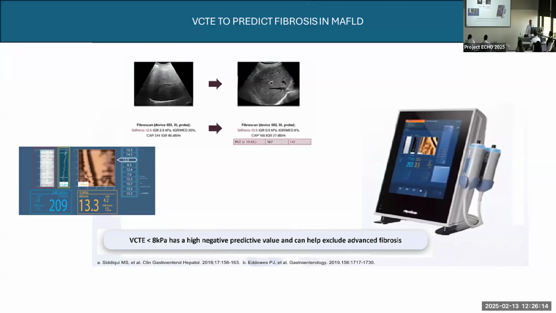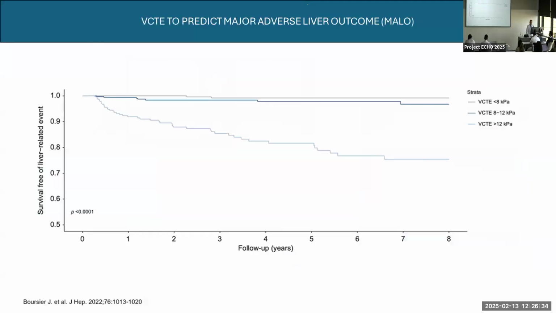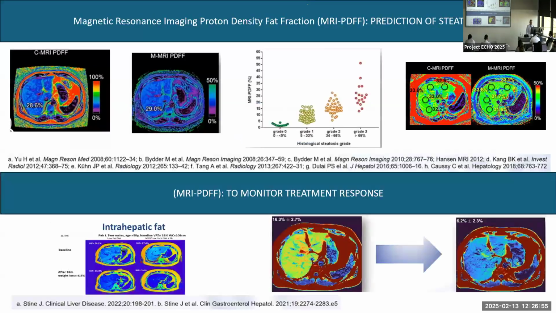This has a very high negative predictive value if it is lower than 8, meaning that if you have a measurement of lower than 8, you exclude advanced fibrosis. That makes a huge relief for the primary care providers. And we know that vibration-controlled transient elastography also predicts major adverse liver outcomes: with increasing kilopascals from 8 to 12 and more than 12, you can see survival will decrease very significantly.